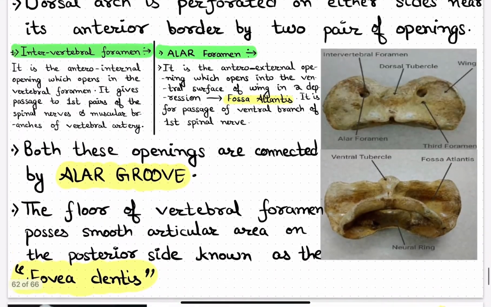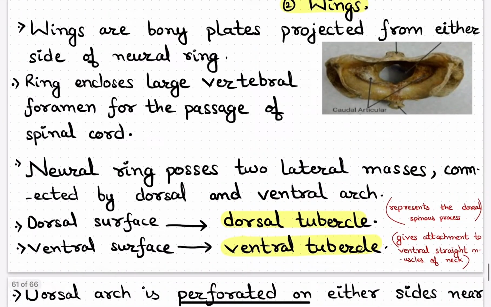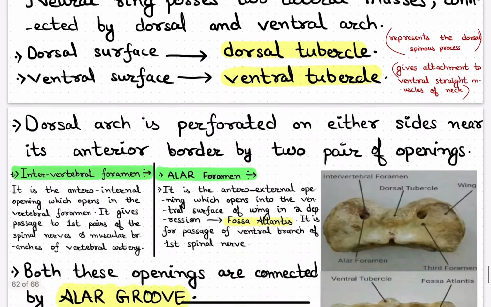You can see these are the lateral surfaces which are smooth for the attachment with the axis bone.